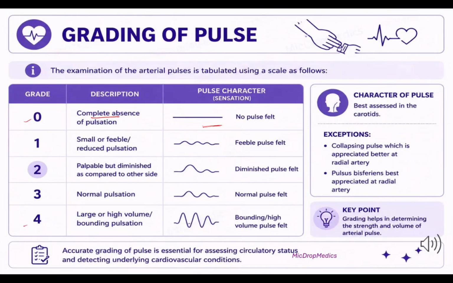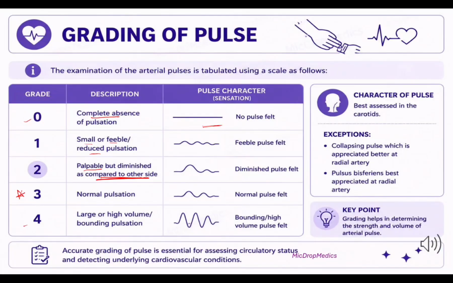Grade 1, small, feeble or reduced pulsation. It is a thready, barely palpable wave that easily disappears if you press even slightly too hard. Grade 2, palpable but diminished compared to the other side. Grade 3, this is our target, a normal healthy pulsation. Grade 4 is a large, booming, high volume or bounding pulsation.